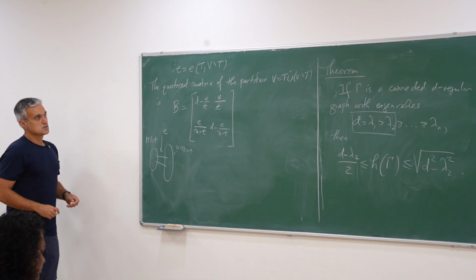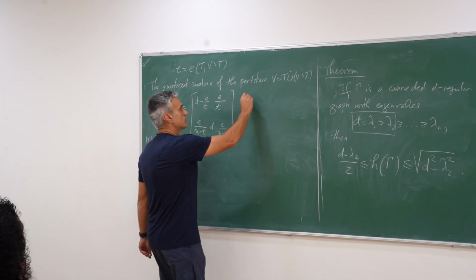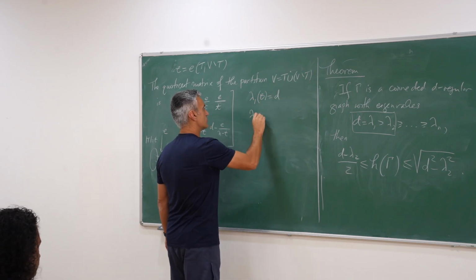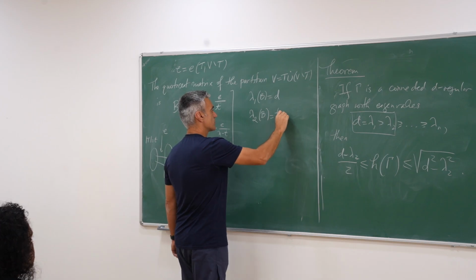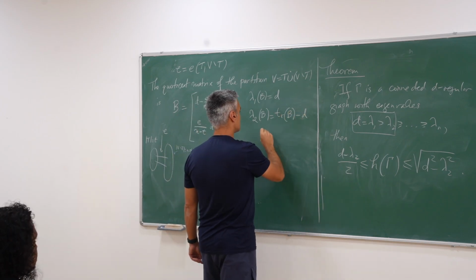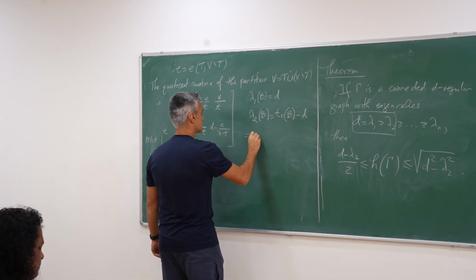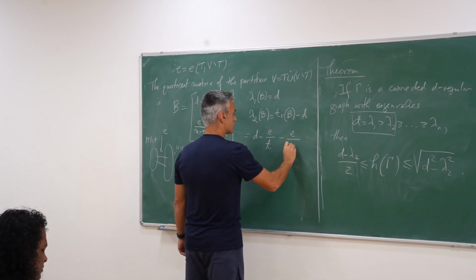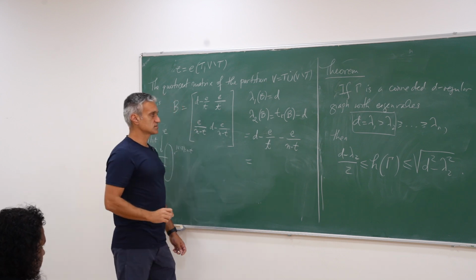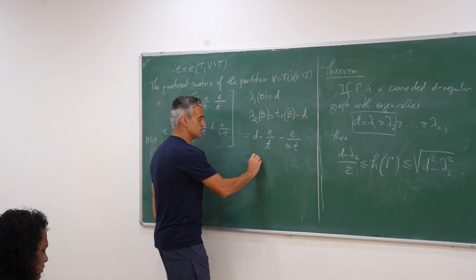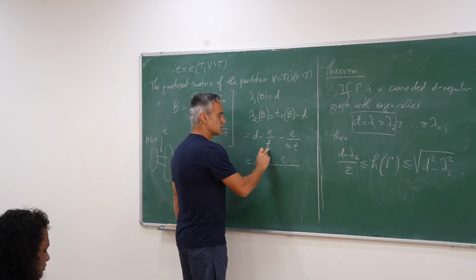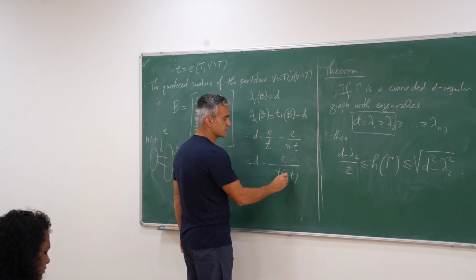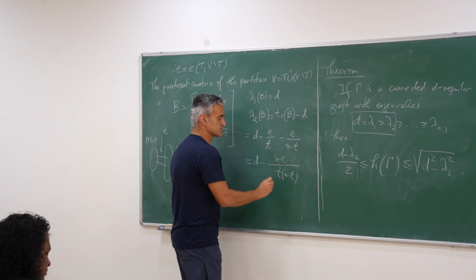Okay, so as before, lambda 1 of B is D, and lambda 2 of B is going to be the trace of B minus D, and this will be D minus E over T minus E over N minus T, and I'll simplify this a little bit. It will be D minus E times N over T times N minus T. When you bring it to the common denominator, you will have T plus N minus T here, but they add up to N, so it will be N times E.